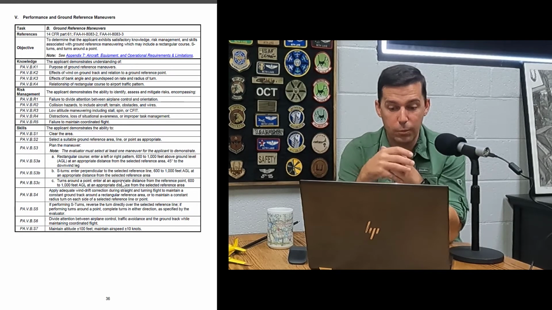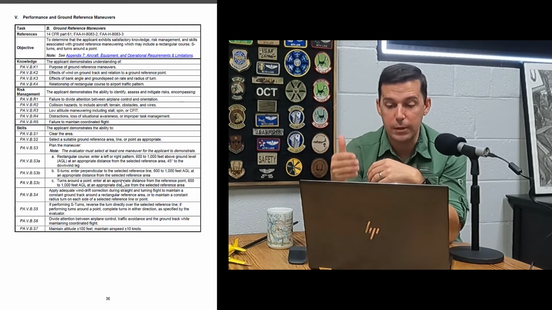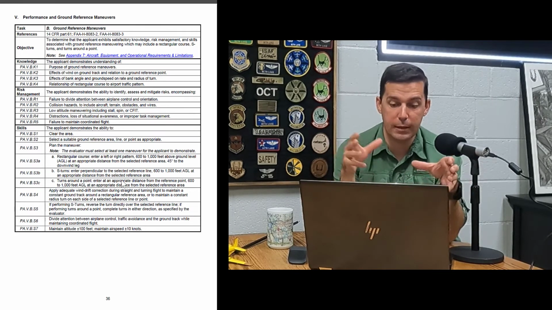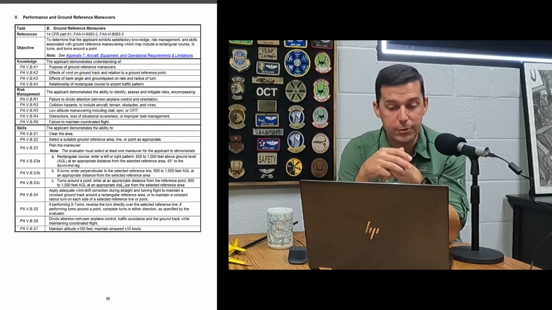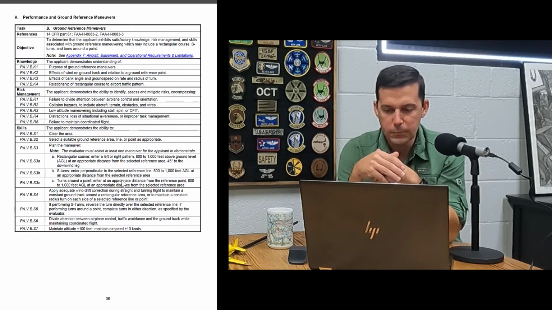That's really what we're evaluating here, is that ability to divide attention between control of the aircraft, avoidance of the ground, your ground track, and then also maintain your altitude plus or minus 100 feet and your airspeed plus or minus 10 knots. So those are the objective measures that we're looking at there.